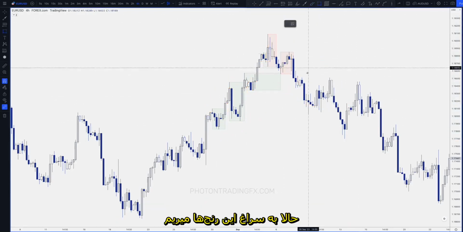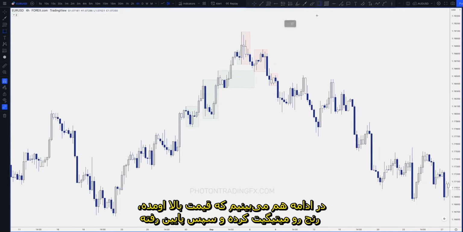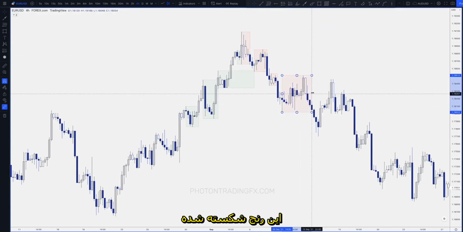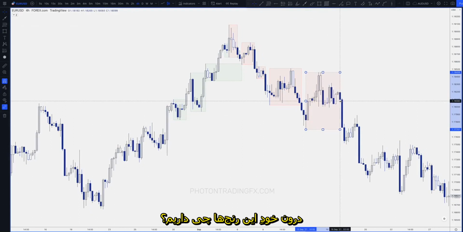And now we can look at these ranges, right? So from the low to the high of that range, to where it breaks out, okay? And then again, you see how it comes up, mitigates the range, and then continues down. So we have this range here that's broken out. And then we have from the low to the high, right? It mitigates the range and then continues down. And obviously we know within those ranges, what do we have?